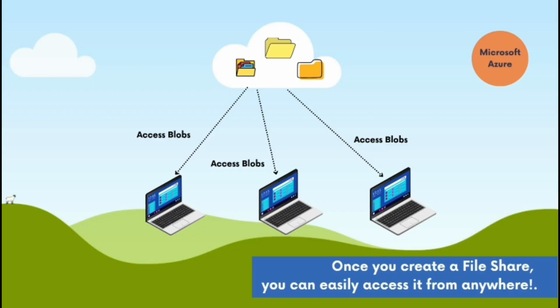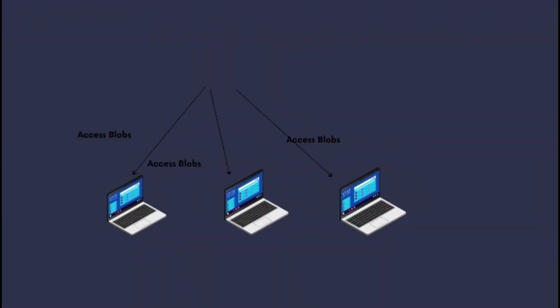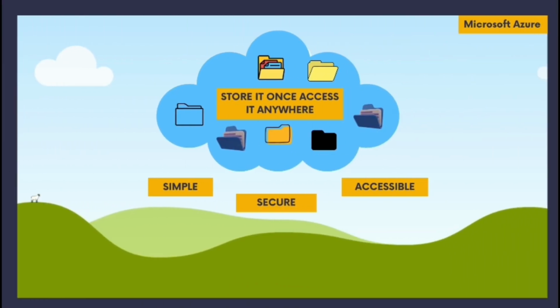Once your files are in Azure File Share, you can access them from anywhere: your laptop, virtual machine, or even your office system. No matter where you are, your files stay synced and ready. That's how Azure File Share keeps your data connected, simple, secure, and accessible from anywhere. Let's dive deeper and see how it actually works.